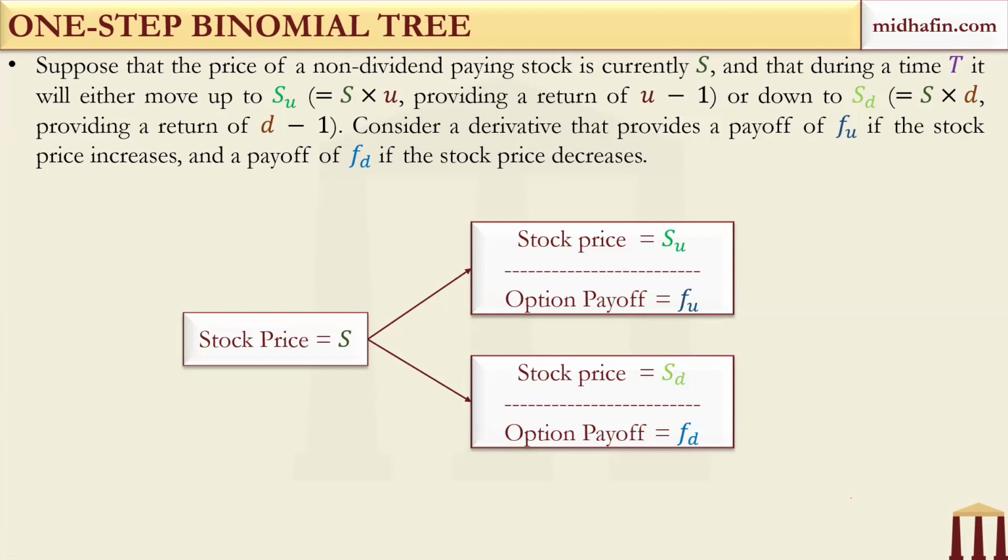You might be wondering that this pricing model is actually called the binomial tree pricing model. Can anyone tell me why this option pricing model is called binomial? Why is this option pricing called a binomial tree model? Any guesses? Any idea?